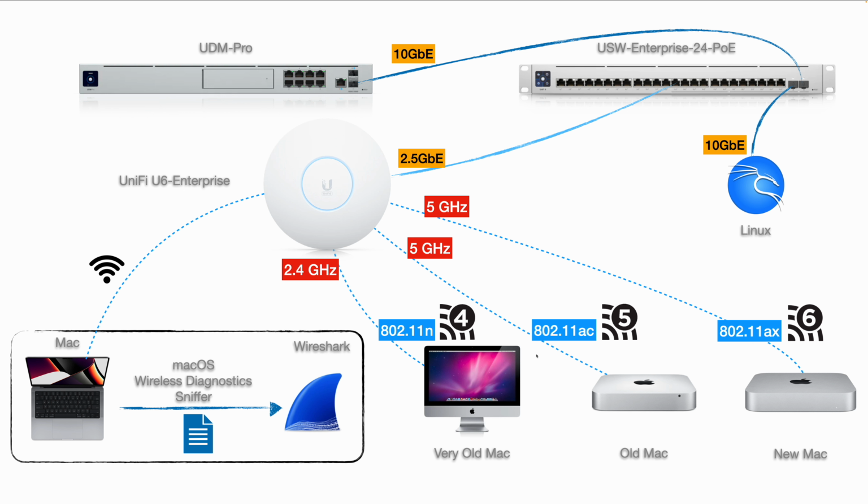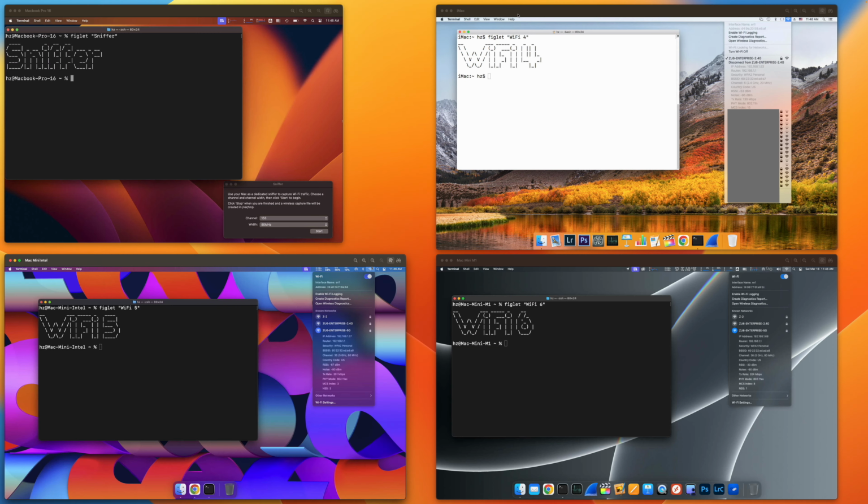To capture the data frames, Wi-Fi clients need to communicate with the other devices. So I have a Linux virtual machine connected to the UniFi switch, and I'm going to use this Linux to communicate with these Wi-Fi clients. On the screen, I show you the desktops for the 4 Mac machines. I already displayed the current Wi-Fi status. As you can see, they are connected using the corresponding Wi-Fi standards.